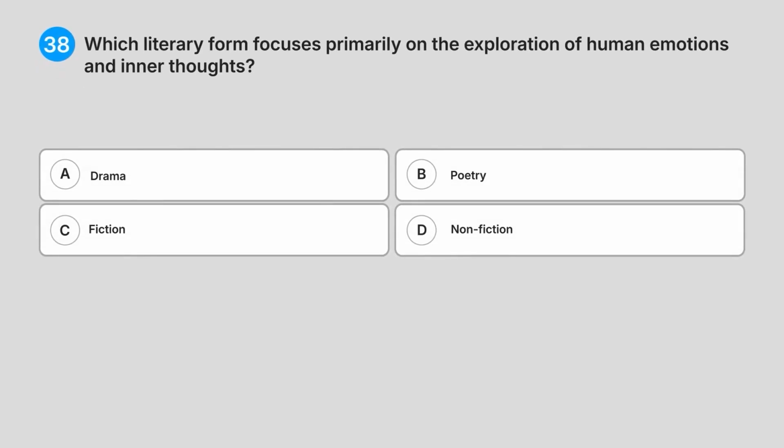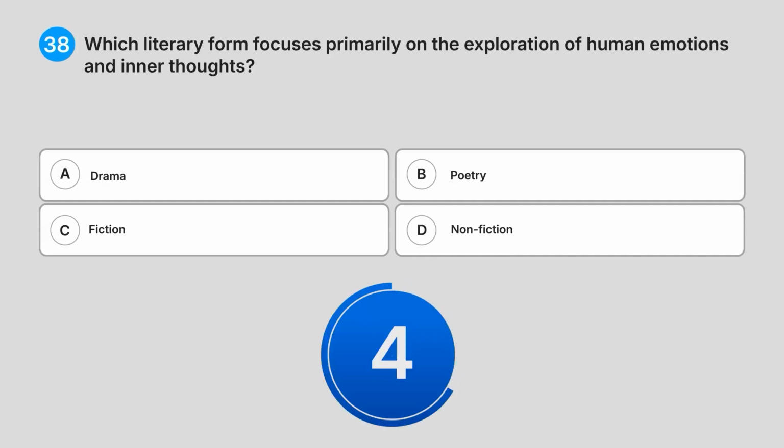38. Which literary form focuses primarily on the exploration of human emotions and inner thoughts? A, drama. B, poetry. C, fiction. D, non-fiction. What do you think is the answer?